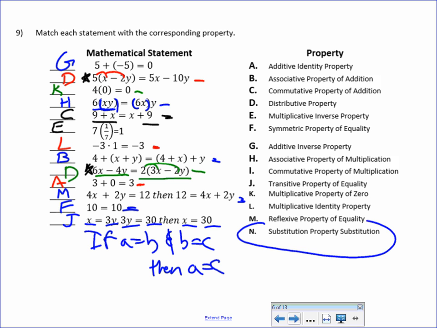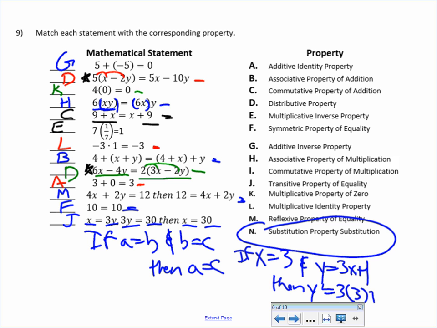We didn't use the substitution property, but substitution property is when you define a variable and then say, if this, and then, we're going to plug in the 3. So we didn't change something, we didn't change equal signs, we substituted in a value.